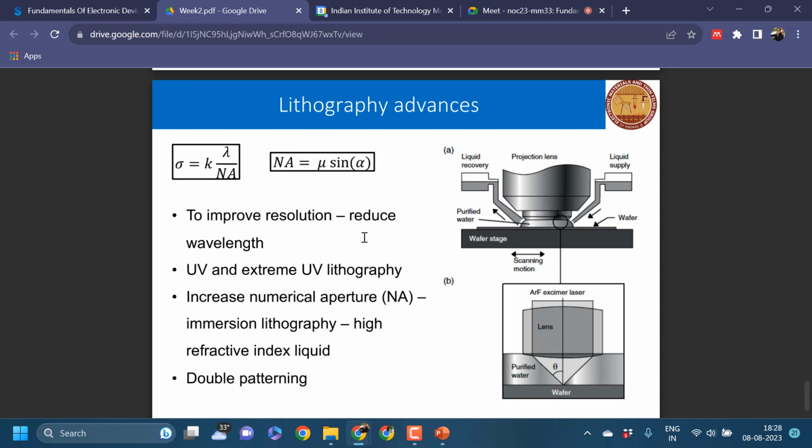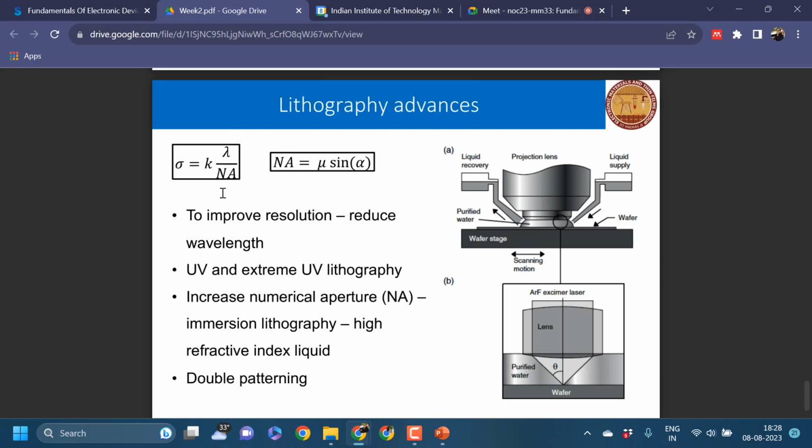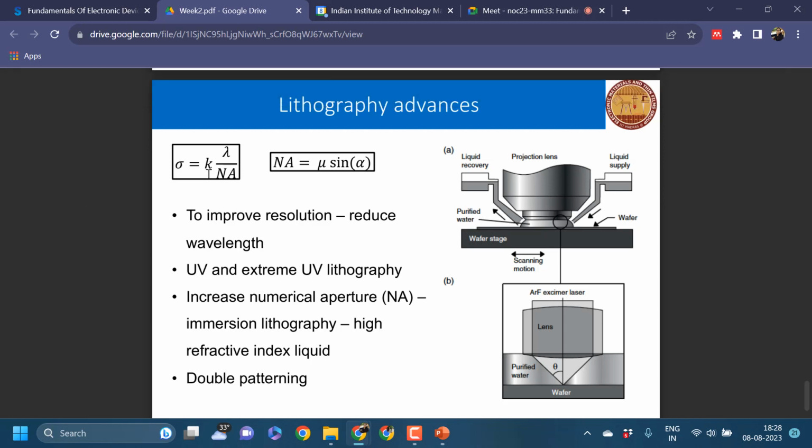These are two equations that are important while solving problems. Sigma is equal to k lambda by NA, where NA is the numerical aperture, and NA is equal to mu sine alpha, where mu is the refractive index. Usually when such questions are asked, whatever is required for solving will be given to you. You need not memorize the numerical aperture values of different liquids and so on.